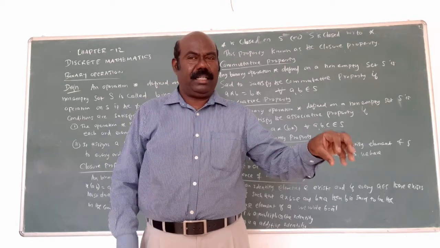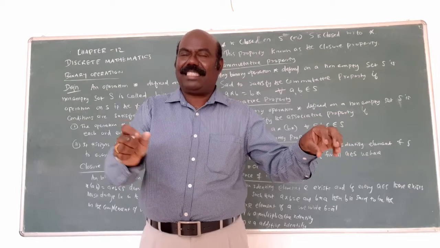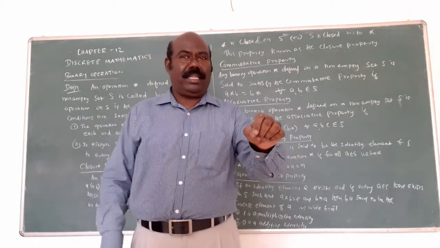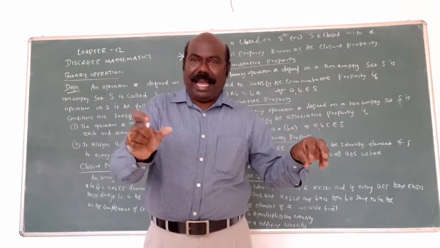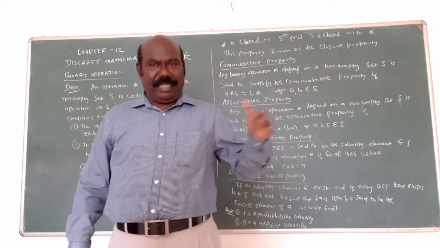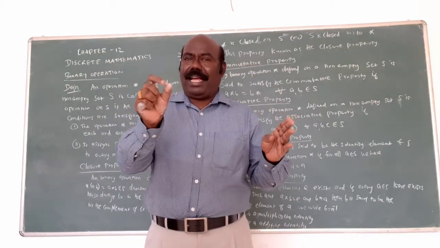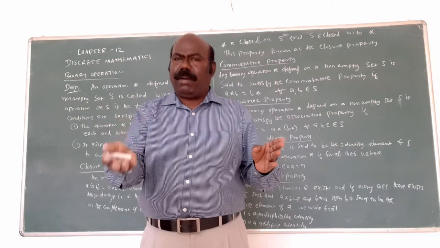2 into 1 equals 2. 3 plus dash equals 3. 2 into 1 is only 2, so 1 is the identity element. 3 plus dash equals 3, but dash is what? 0. So 0 is the identity element. In this way, inverse. 2 plus dash equals 0, but dash is what? Minus 2.